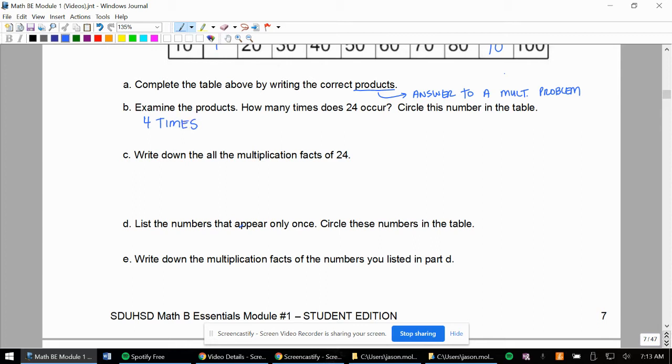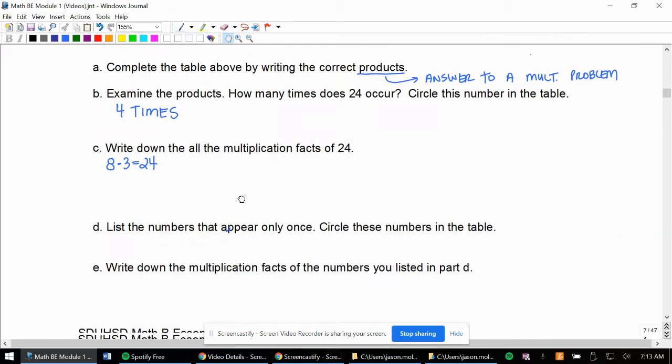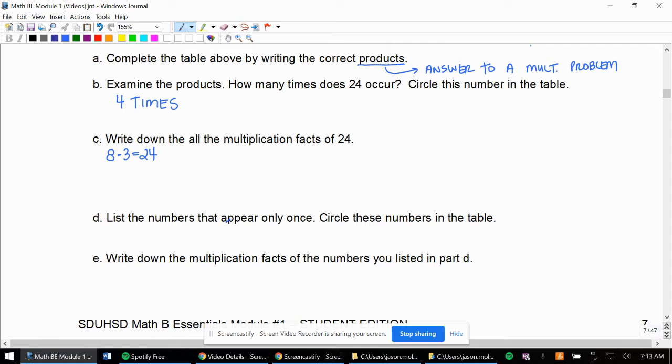C says write down all the multiplication facts for 24. So we have 8 times 3 equals 24. Preferably, we're using a times dot because x's gets confusing once we go into solving equations. We have 3 times 8. We have 6 times 4. And we have 4 times 6. It doesn't matter the order that we list these answers out, but we should have these 4 versions.